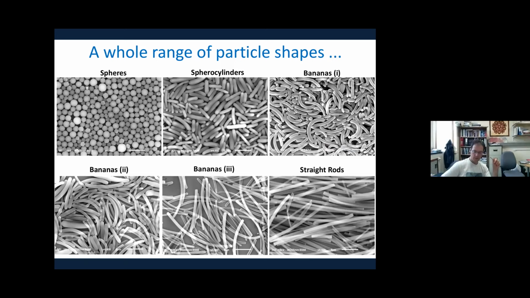And then she put them in the oven and she comes back with a picture that has spheres on it. It has spherocylinders on it. It has bananas on it, bananas with different curvatures on it. And it has the original straight rods on it. So suddenly we have a whole library of SU8 particles that we can make. And the cool thing is, of course, that as you can see from bananas 1, 2, 3 here, in some way we can control the curvature of these bananas.